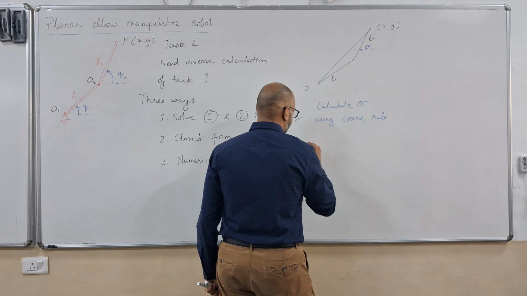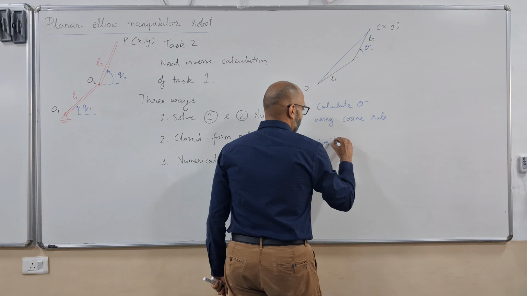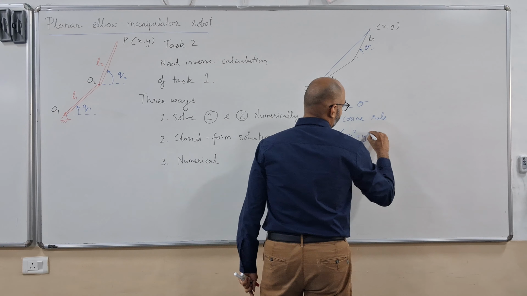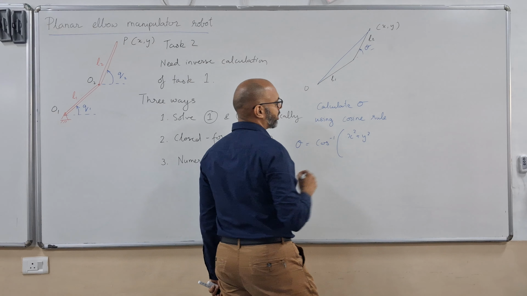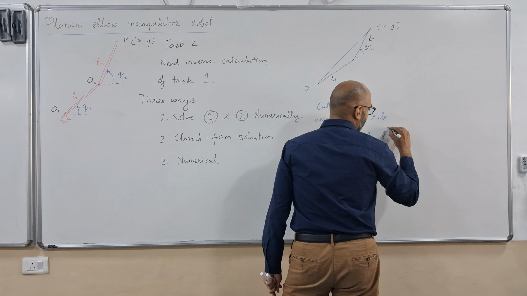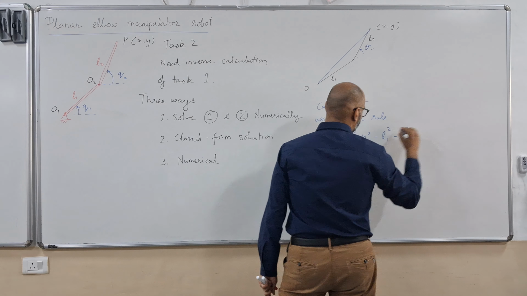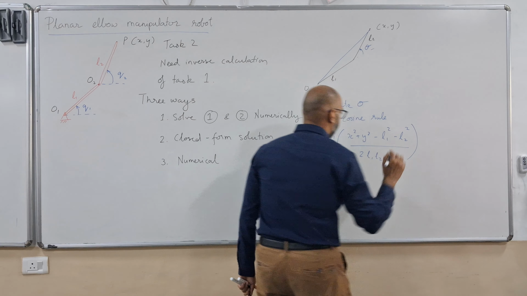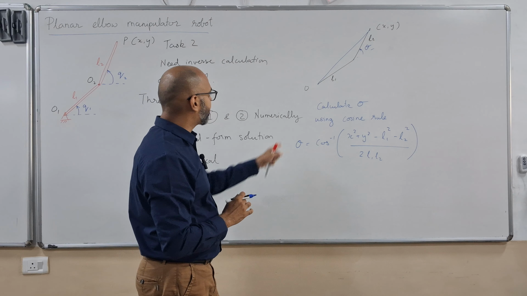So theta is equal to cosine inverse of the hypotenuse squared, which is just x squared plus y squared, minus L1 squared minus L2 squared, divided by 2 L1 L2. So this is my first expression for theta.